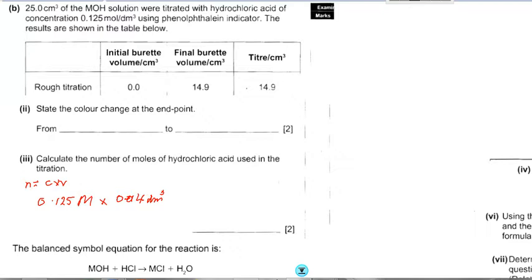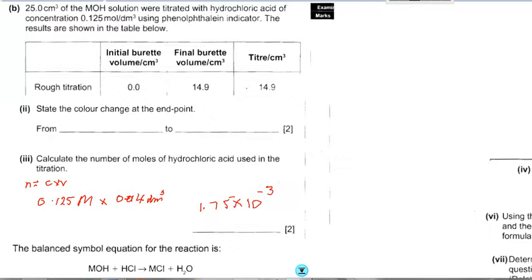0.014 decimeters cubed. Okay, so 0.125 multiplied by our 0.014 gives me a number of moles of 1.75 times 10 to the -3. Okay, you could write that as 0.00175 if you want. It's purely up to you.